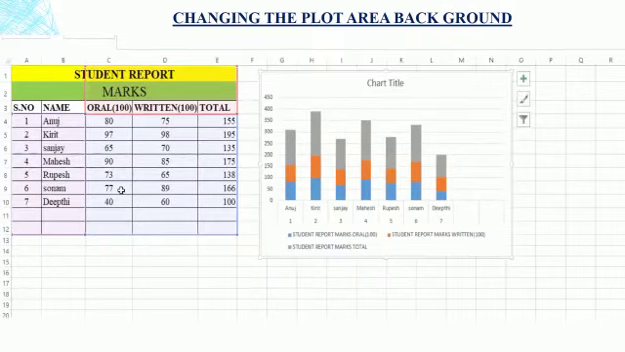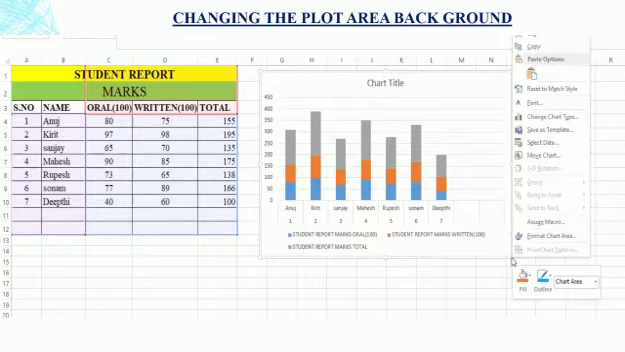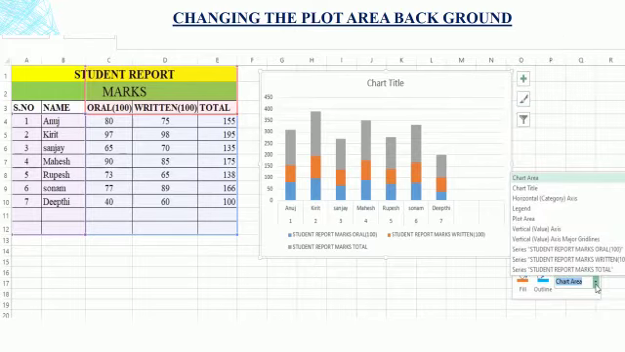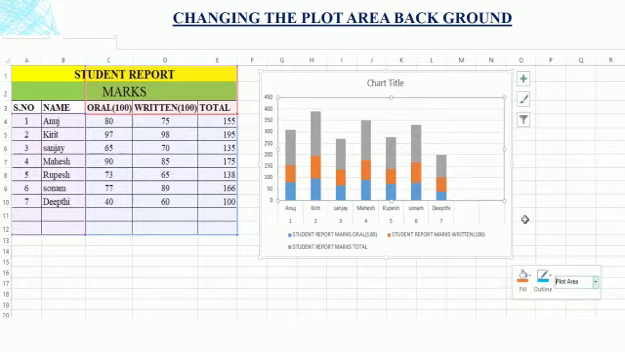To change the plot area background, you need to click on the chart area. Here you can observe the chart area, children. A menu has appeared on the screen. Click on the below arrow. You can observe a shortcut menu appeared on your screen. Isn't it, children? There you can select plot area. Select the plot area option and then click on the fill option.